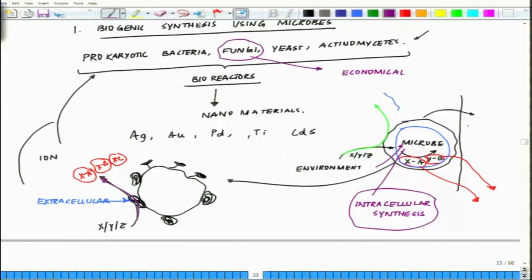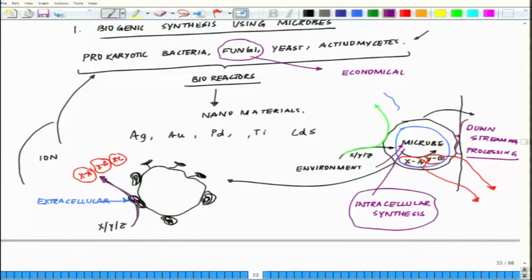And this is the part we are talking about, the downstream processing, where you are isolating the desired product at a particular point, and much of these downstream processing are well within the economic limits of producing such nanomaterial. So, this is one of the basic methods in biological synthesis.